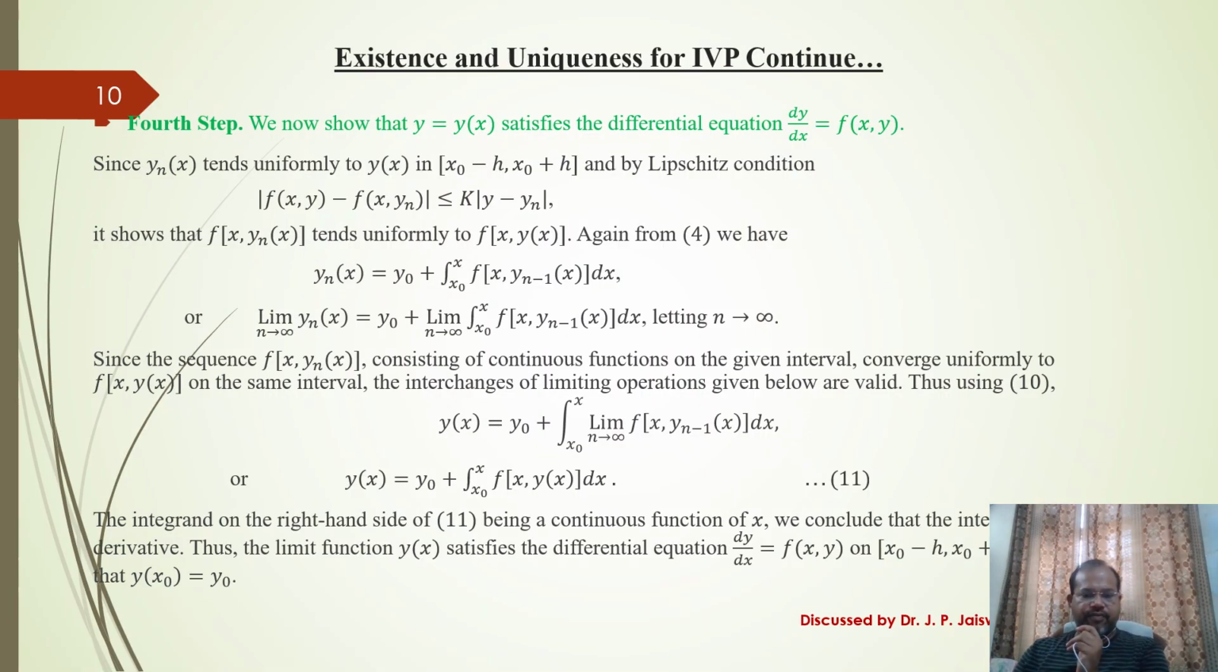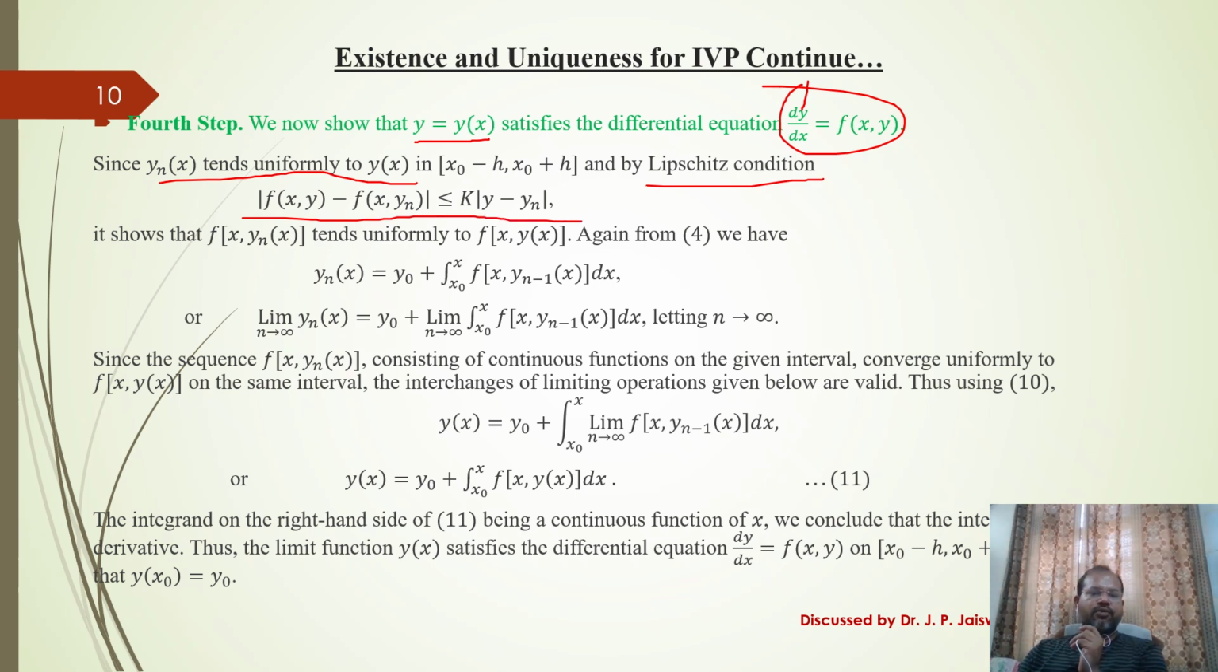Now we come to the fourth step. We show that whatever the limit point is, it will satisfy the given differential equation. In the previous step we proved that Yn(x) converges to Y(x), and by the Lipschitz condition, |f(x,y) - f(x,yn)| is less than or equal to k|y - yn|.